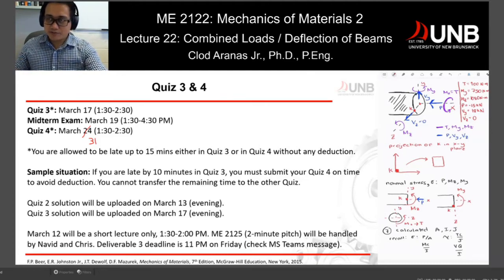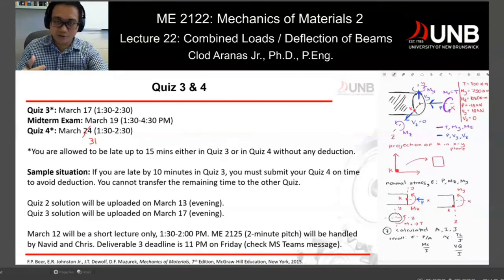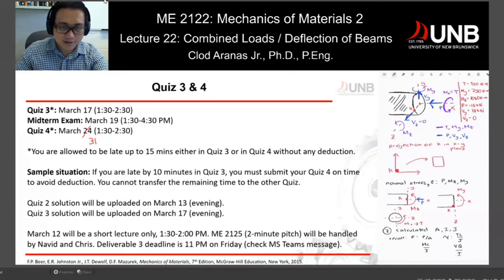The practice problems for quiz number 3 are uploaded on B2L. It will be design of transmission shafts and combined loads. And then there's also a guide for the midterm exam. Basically, it's just all the practice problems from quiz number 1 to 3 with some additional topic about deflection of beams, which we are going to discuss today and Friday and hopefully by Monday. But it should not be too complex, I would say. But again, let's see. Go back to my lecture.